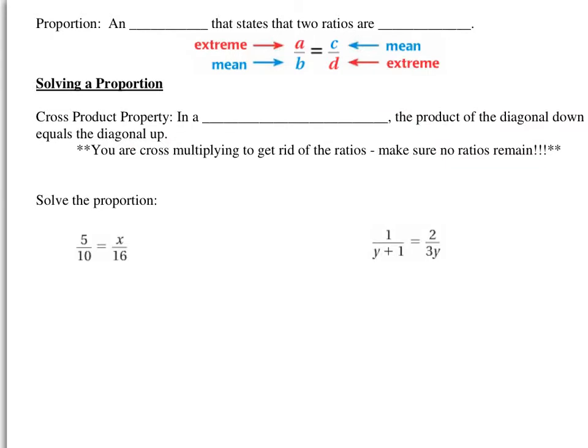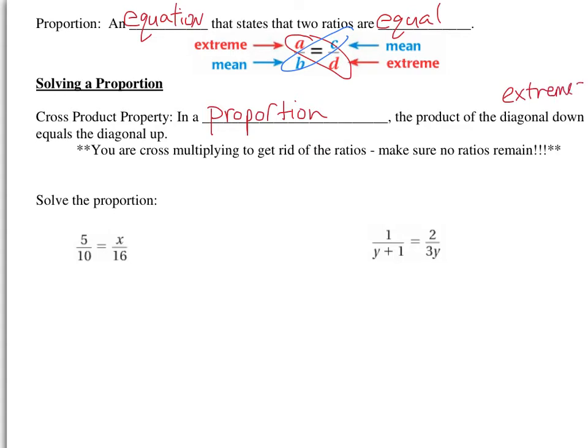Next up, we have proportions, and a proportion is an equation that states the two ratios are equal. One of the biggest ways of simplifying this is by cross-multiplying. So I would multiply my red times my blue. The cross product property is in a proportion: the product of the diagonal down, that's really my red numbers up there, the extremes, and then the diagonals up is in my blue, and those are called the means.